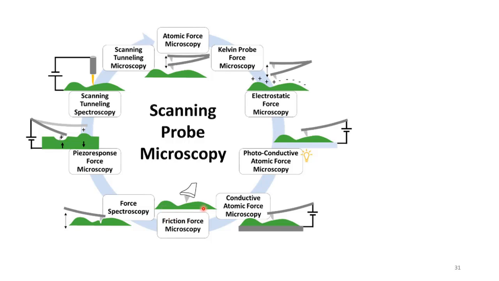Then if we are checking the friction force, it is called friction force microscopy. Then force spectroscopy, that is another type. Then piezo response. If I want to check the piezo response of a piezoelectric material or something like that, then I can use this microscopy. I already talked about scanning tunneling spectroscopy and microscopy. Those two can also be called scanning probe microscopy. So these are multiple types of SPMs which are commonly present.